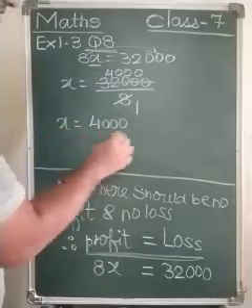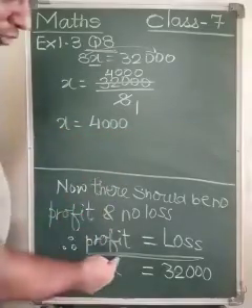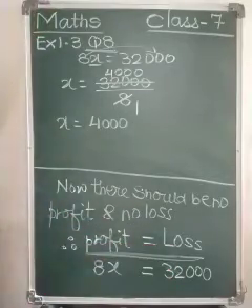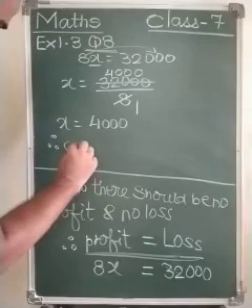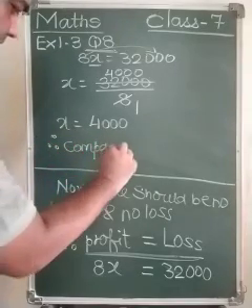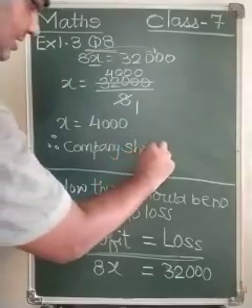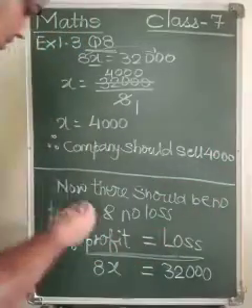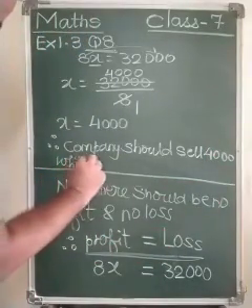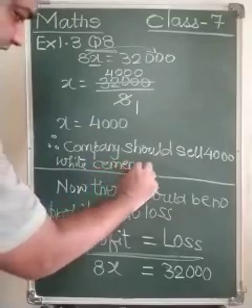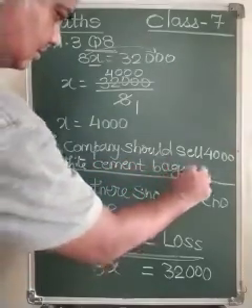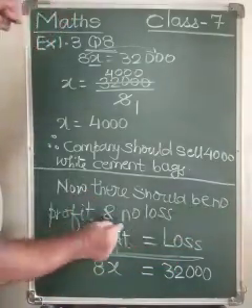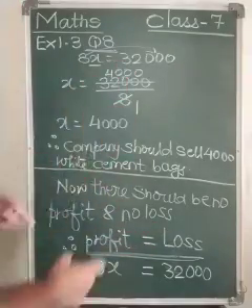Now what is x? It is the number of white cement bags sold, so that profit and loss should be equal. Therefore, the company should sell, we write the answer, 4,000 white cement bags, so that there should be no loss and no profit. So this is how we are going to solve it.